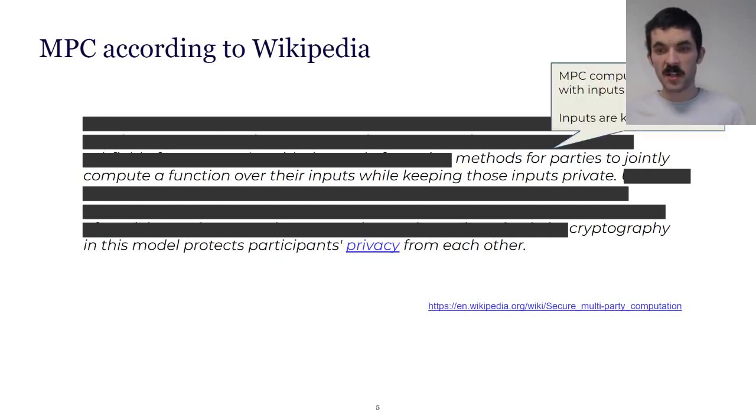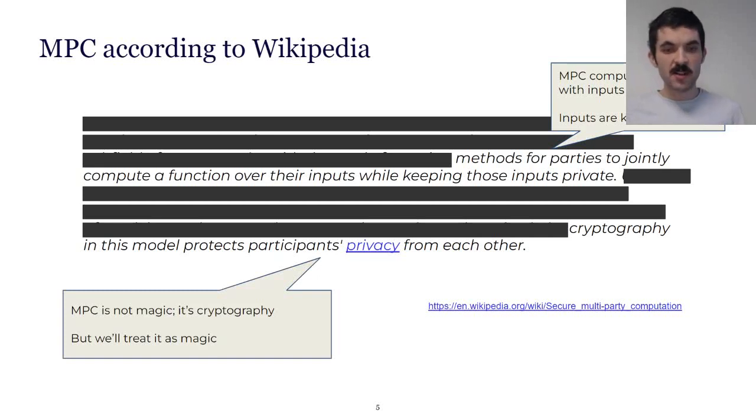Summarizing here, MPC computes some function on some inputs, and these inputs are private. And secondly, MPC is not really magic, it's cryptography. But for the purpose of this talk, I don't want to get bogged down in the nitty-gritty details of the math involved or the software that is running it. So I will actually treat it as magic. But just know that there is some cryptography. Obviously, it's not just pie in the sky. MPC is actually doable. It's doable by a lot of fancy cryptography that people have spent a lot of time developing.